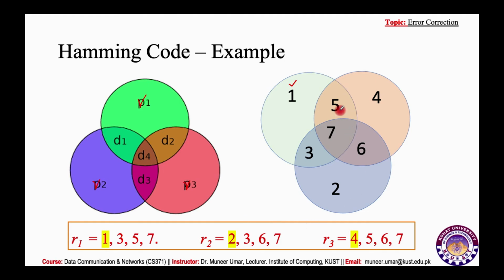Now if we look into 5, this is present in R1 and R3 only, but not in all, and also not present in this one, R2. If we look into 7, this one is present in all the 3 blocks. So by looking into this diagram, we can easily know which bit is present in which block or blocks, and in which blocks or a single block it is not present. So each bit can be identified very easily.